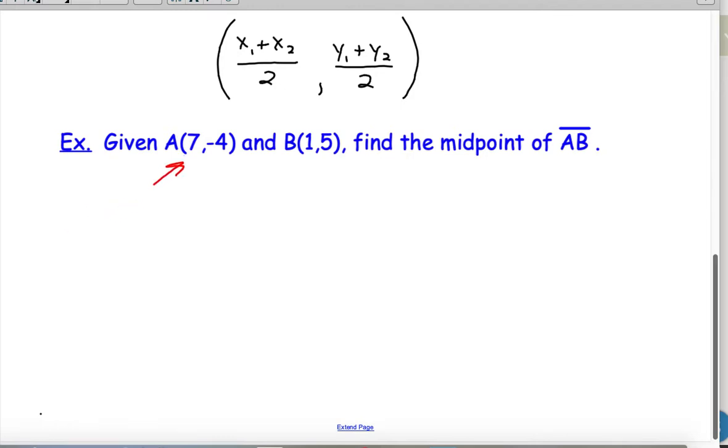Okay, here we go. So first, I'm going to add the two x numbers and divide by 2. So what are my x numbers? 7 plus 1. So 7 plus 1 divided by 2. That'll give me my x coordinate.